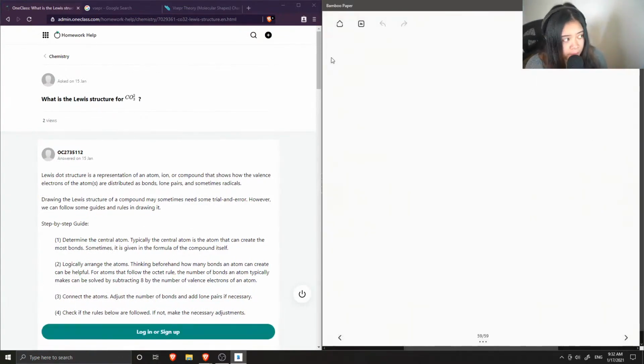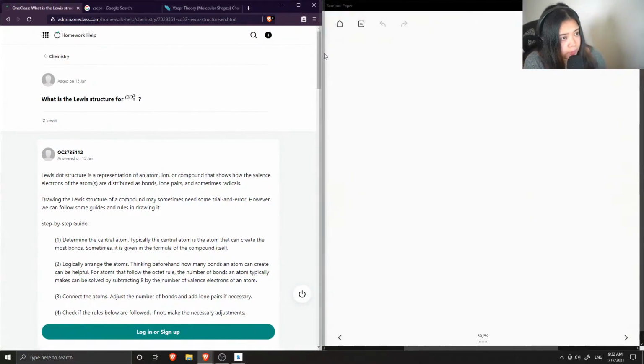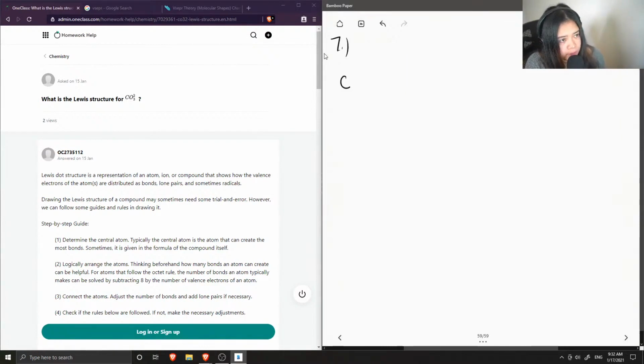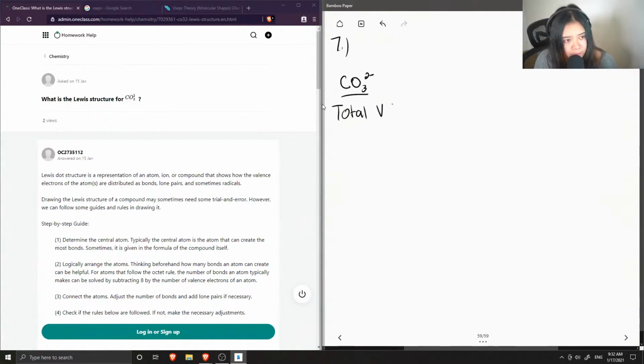Okay, so question number 7. What is the Lewis structure for CO3 2-, which is our carbonate ion? So first, let's calculate the total number of valence electrons. So carbon has 4 valence electrons. Oxygen has 6. And there are 3 oxygen atoms, so we multiply that by 3.